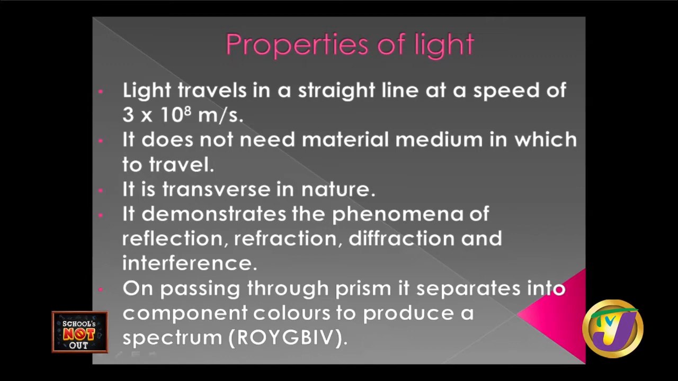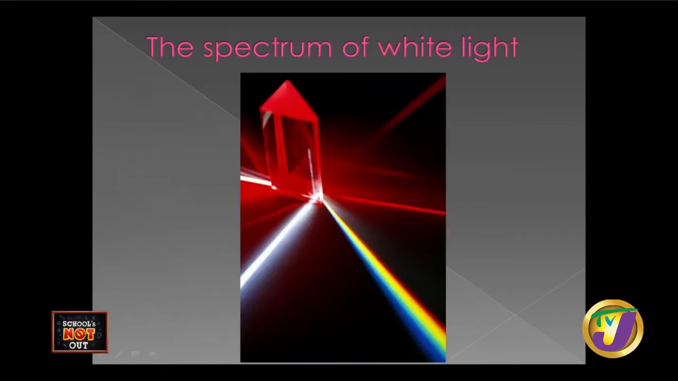And passing through a prism, which is essentially a glass triangle-shaped material, it separates into its component colors to produce a spectrum. Now that ROYGBIV can be mentioned, or it's an acronym, we can call it ROYGBIV, just remember that. It stands for the 7 component colors of which light is basically composed: red, orange, yellow, green, blue, indigo, and violet. A picture here shows us what white light or even sunlight would look like if you pass it through the glass prism.